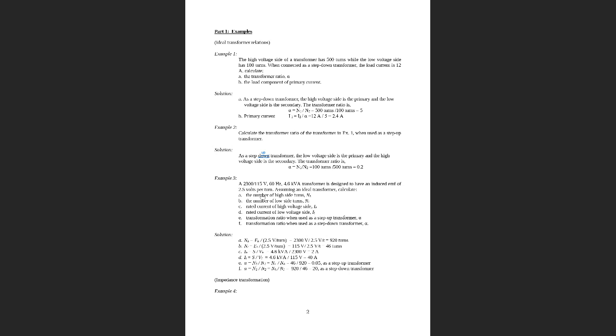Now, estimate the number of high side turns, NH, and the number of low side turns, here represented by NL. Then find the rated current of the high voltage side and the rated current of the low voltage side, step by step. And the transformation ratio: we use A for a step up transformer, and for a step down transformer the symbol we use is also A. Because here we already defined the symbols, in the solutions we just directly use the symbols to represent the parameters.